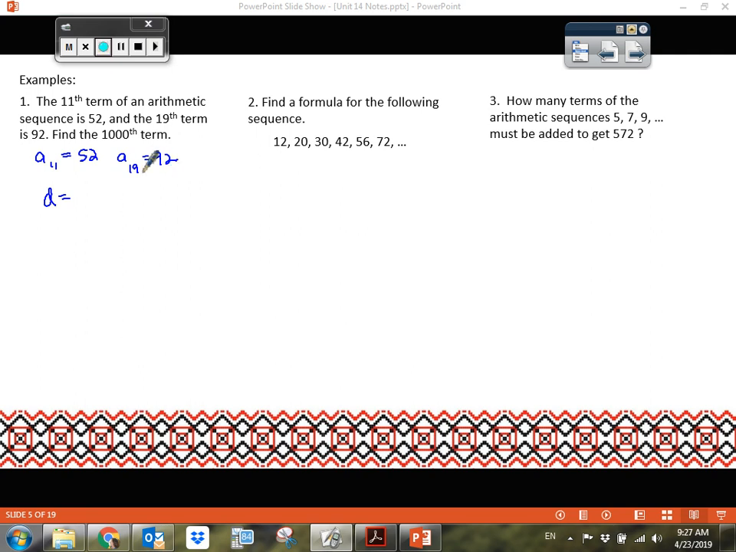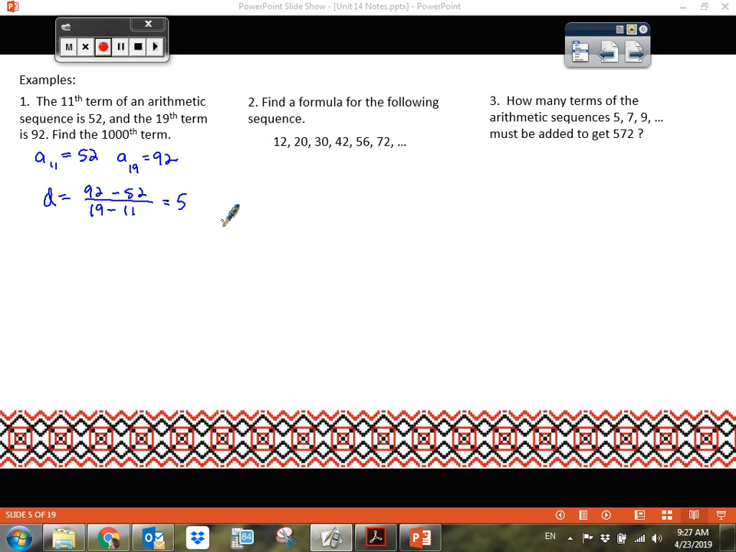The larger, like the 19th term, so 92 minus 52, and we would need to be in that order. We would take the term that was farther along minus the term that was before it. Then we take the difference of the term numbers, term number 19 minus term number 11. We do our arithmetic and we get 5. The common difference is 5.